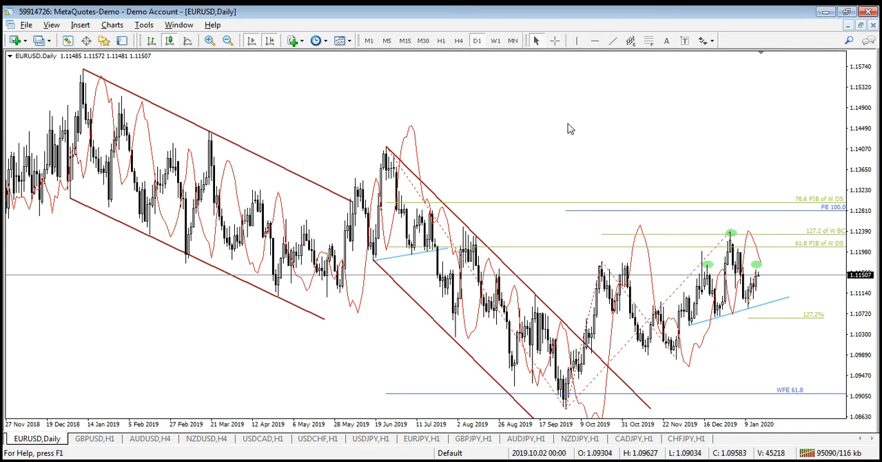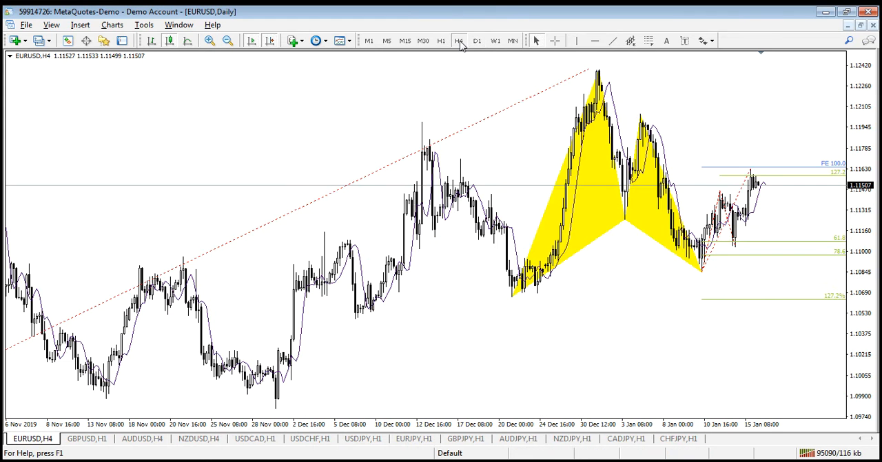So let's now go to the 4-hour time frame. We have this bullish Gartley on the 4-hour time frame, and this Gartley seems to be working.